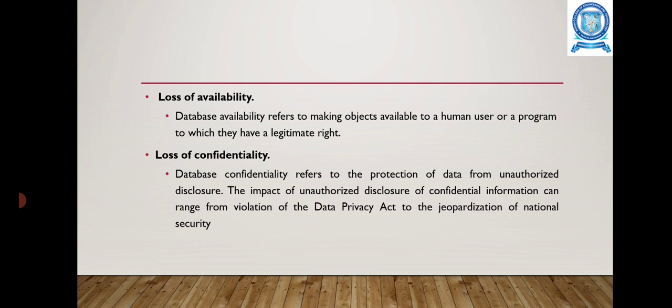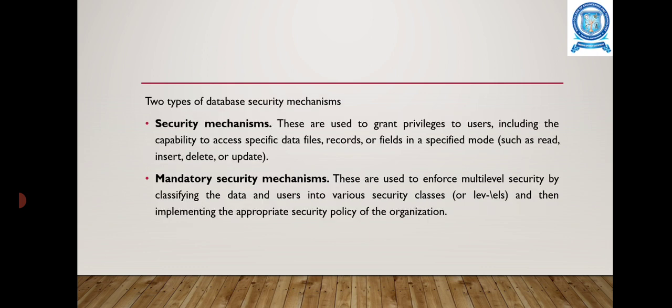Loss of availability. Database availability refers to making objects available to a human user or a program to which they have a legitimate right. Next, loss of confidentiality. Database confidentiality refers to the protection of data from unauthorized disclosure. The impact of the unauthorized disclosure of confidential information can range from violation of the Data Privacy Act to national security. There are two types of security mechanism.